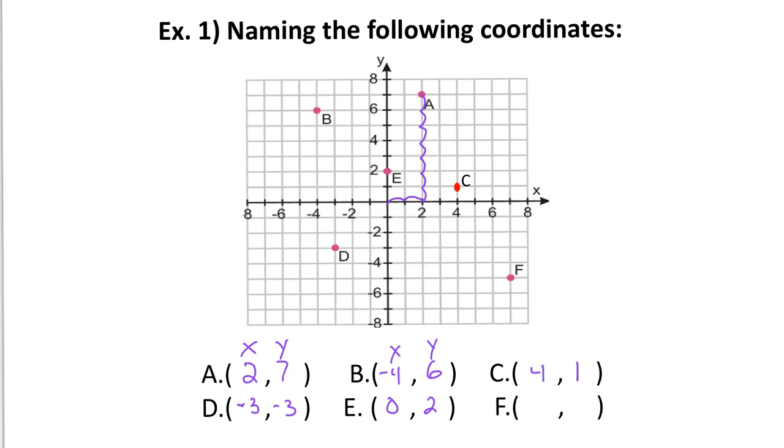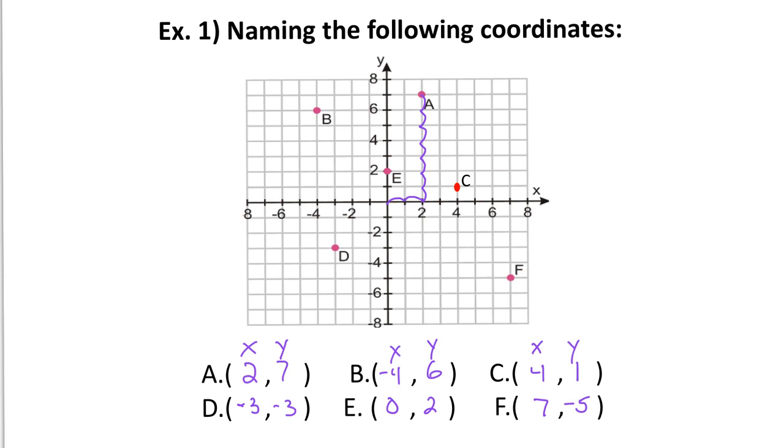Point F, 1, 2, 3, 4, 5, 6, 7. And I go 1, 2, 3, 4, 5 down. So 7 to the right is positive. 5 down is negative. So 7, negative 5. So remember the first number is x. The second number is y. That's how we have the ordered pair. Alphabetical order, same thing. X is before the y.